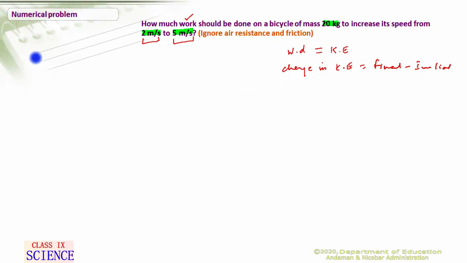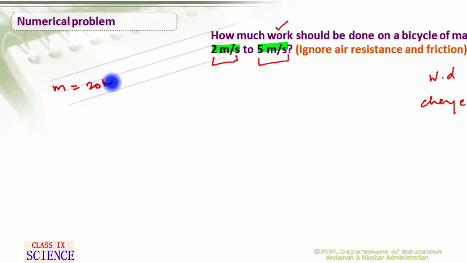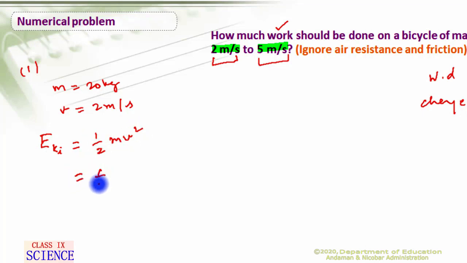In the question it is given that mass is equal to 20 kg, right? So in the first case the velocity is 2 meter per second. We know that kinetic energy Ek, that is initial kinetic energy, is equal to half mv square. On substituting the values we get half into m, which is 20 kg, into v square, which is 2 into 2, that is 4. Here 2 gets cancelled, so we will get 40 joule. The initial kinetic energy is 40 joule.